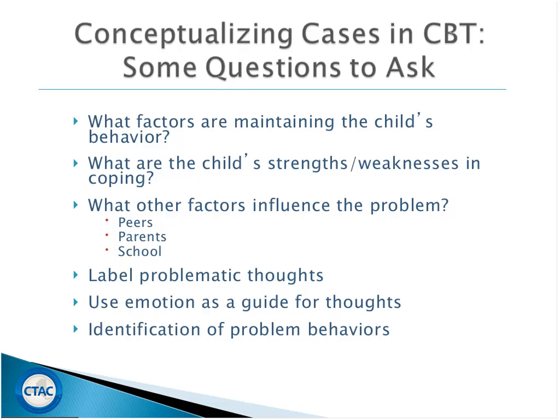I think I mentioned these three factors. So we want to look at factors that maintain the problem and also what role they have in influencing those. So I had listed up here peers, parents, school. Also the labeling of problematic thoughts. We want to start very early making hypotheses about what the child is thinking. Are they feeling like they're no good? Are they feeling like no one loves them? Are they feeling like no matter how hard they try, they're not successful? Because we will intervene on those thoughts.